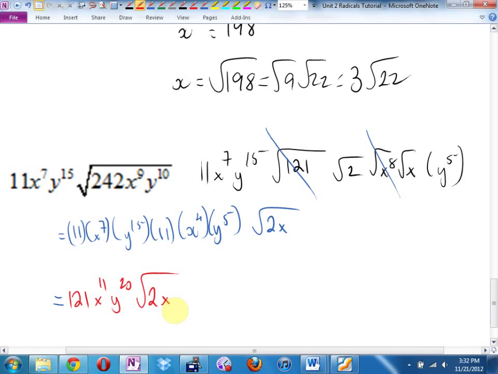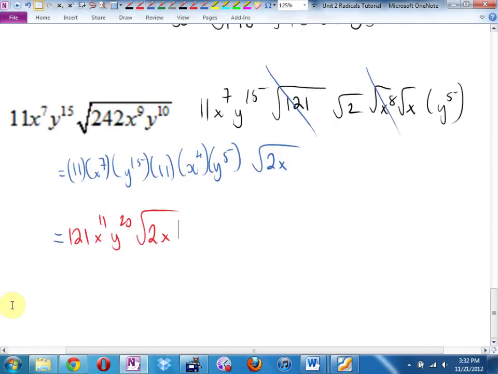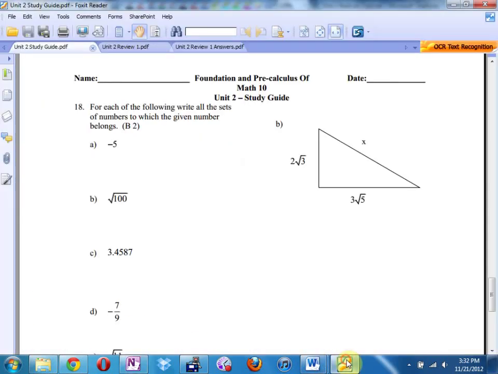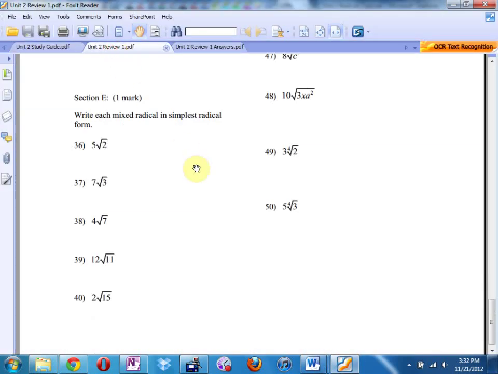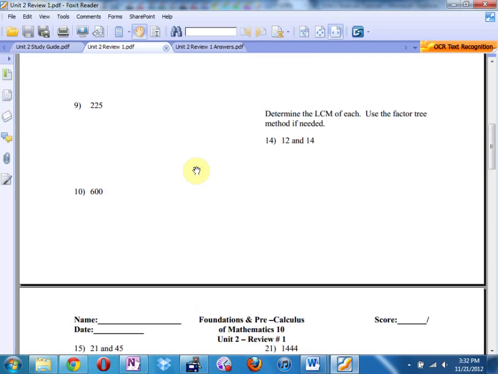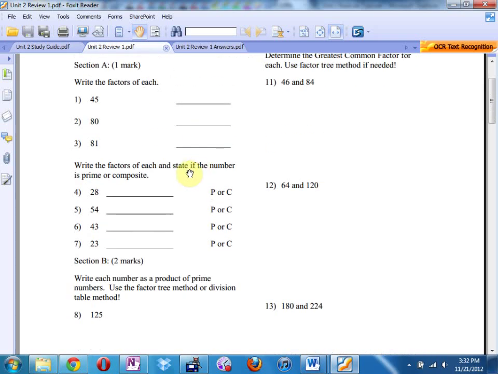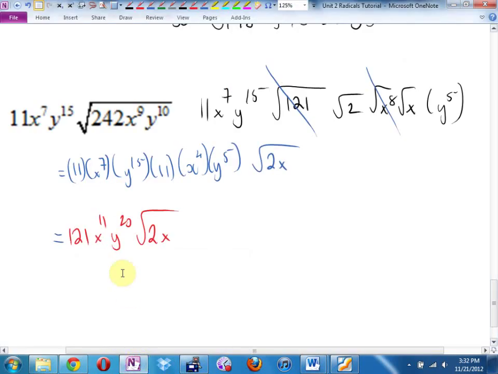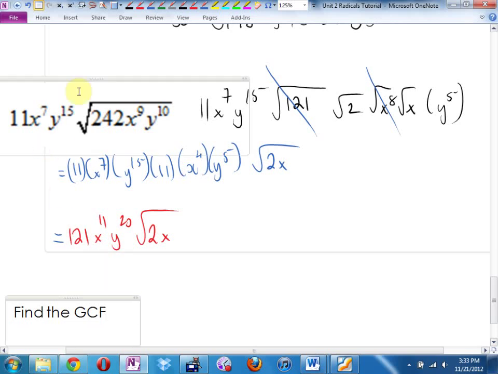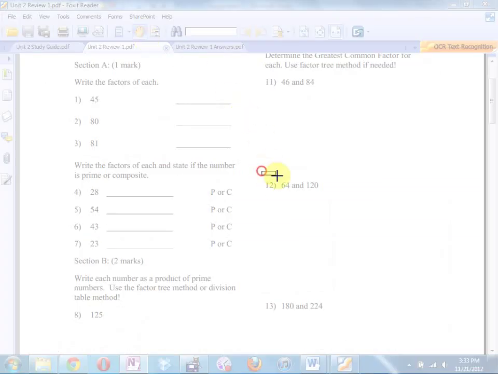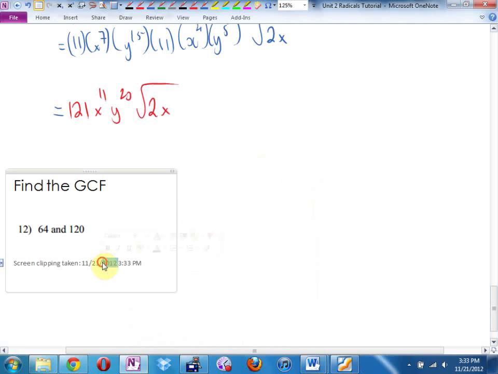Next. Review number 1, number 12. Find the GCF of 64 and 120. Okay, so find the GCF, Mr. Dewick, GCF clip of that there.